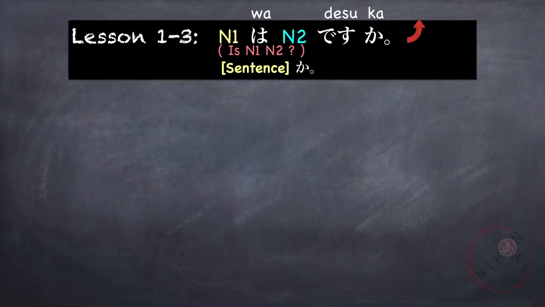Okay, moving on to our third grammar point, how to make a question in Japanese. It's very easy. Like I said, remember the first pattern, N1 wa N2 desu, because all you need to do is add ka, and that makes the sentence into a question. So, is N1 N2?